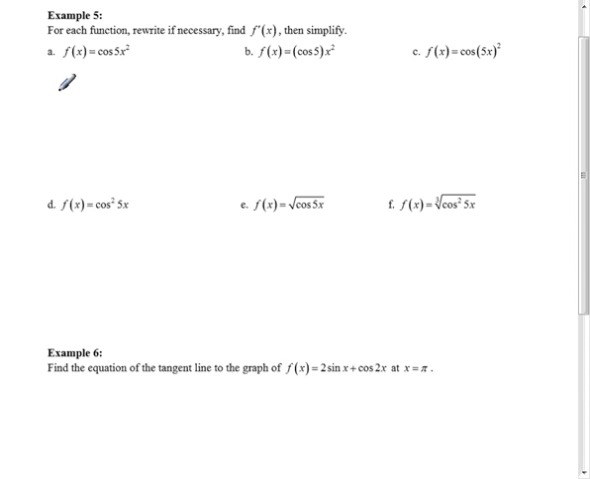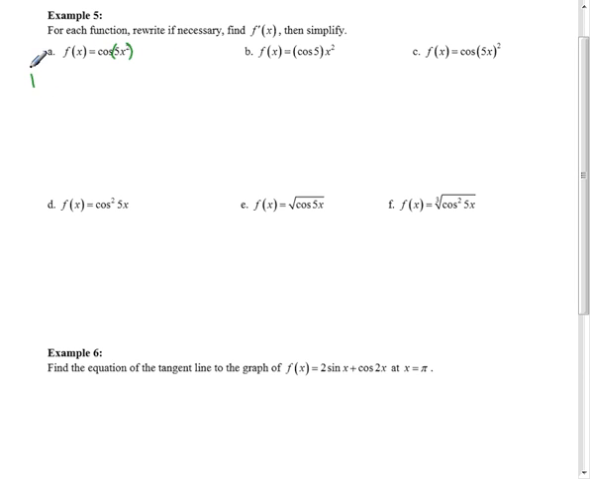On to example 5. First, maybe we should rewrite some of these to find the derivative. Okay, so we don't have any parentheses here, so we can assume that this 5x squared is completely together. Notice there's parentheses later, so we can assume it's the cosine of 5x squared.